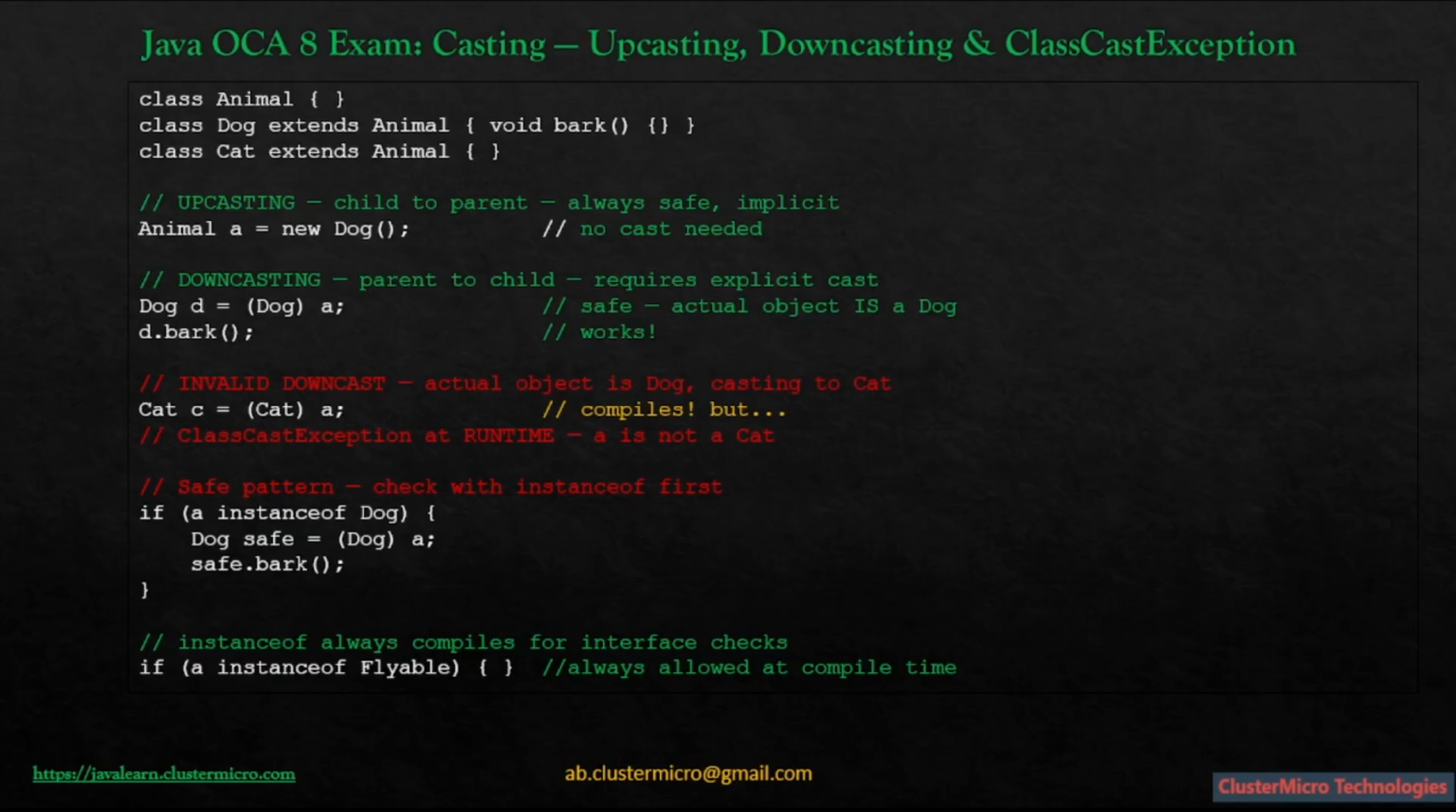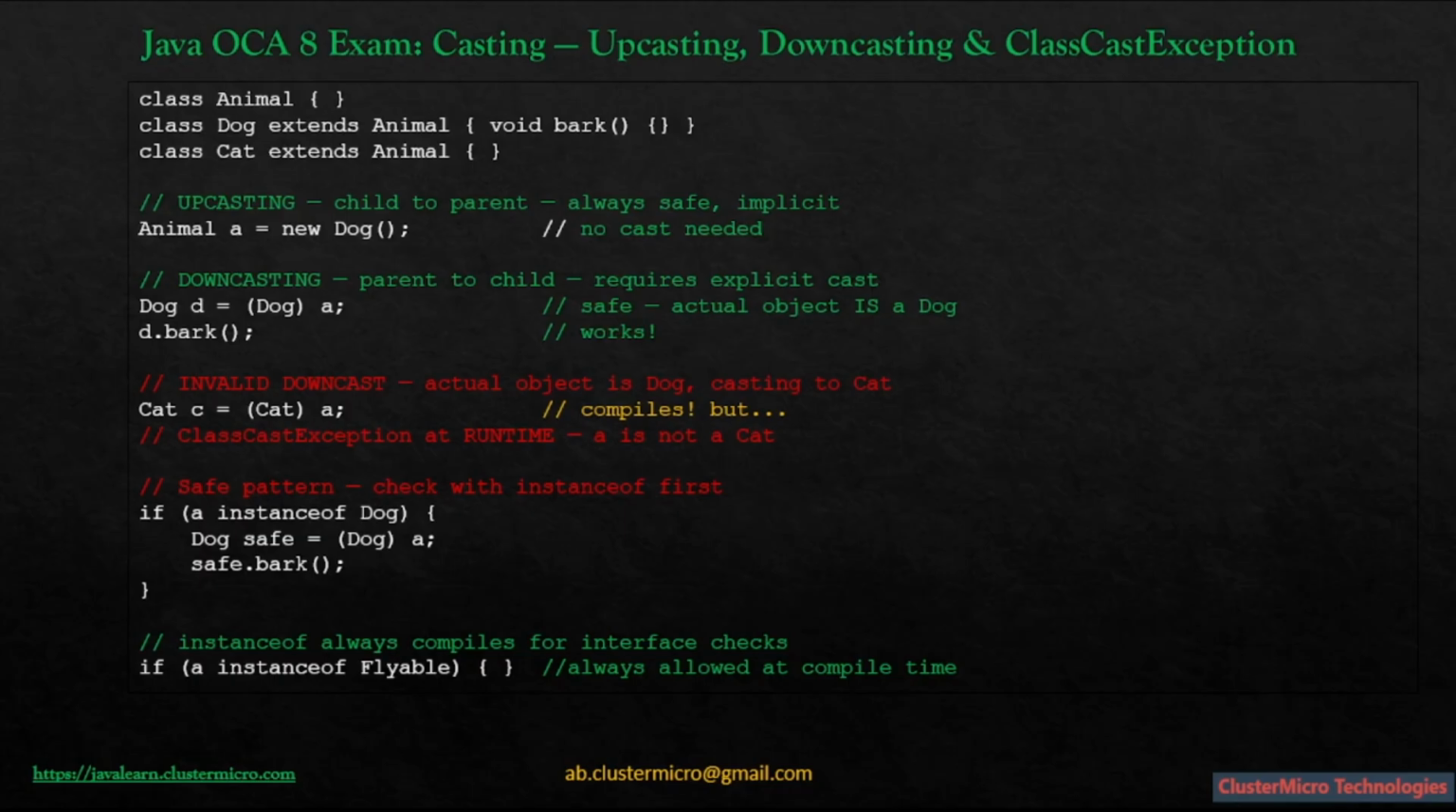The compiler does not verify whether the actual object is compatible, but it trusts you to know what you are doing, right? So this will compile without any error or warning. At runtime, the JVM will check the actual object type. It finds a Dog, not a Cat, and throws ClassCastException immediately. So the lesson is that a successful compile does not mean a cast is correct. The danger with downcasting is entirely at runtime.